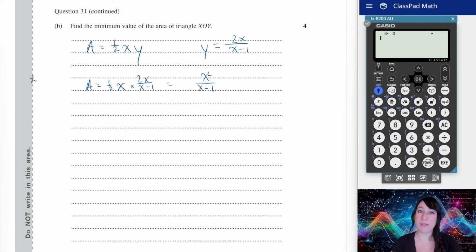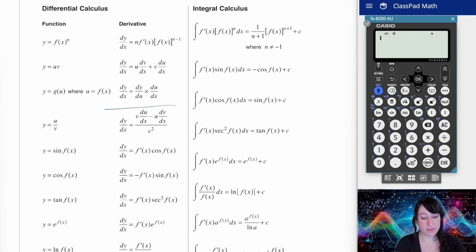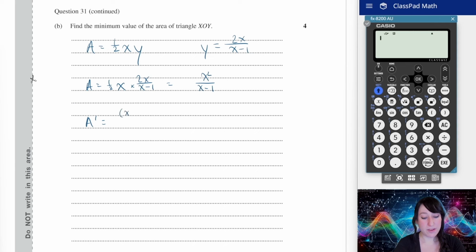All right, let's do the derivative with respect to x. This will require the quotient rule. If you need to look, the quotient rule is on the reference sheet. That's this one here: v times the derivative of u minus u times the derivative of v, all over v squared. So we'll have x minus 1 times the derivative of x squared, which is 2x, minus x squared times the derivative of x minus 1, which is 1, all over x minus 1 squared.